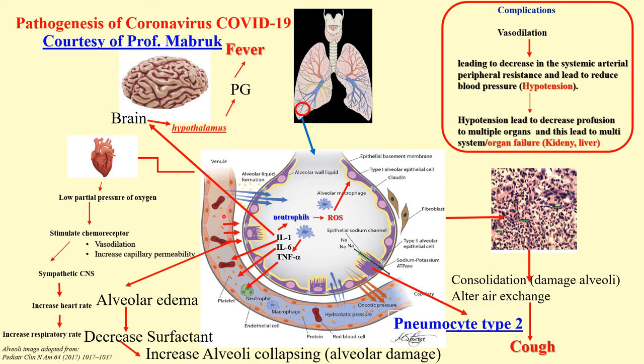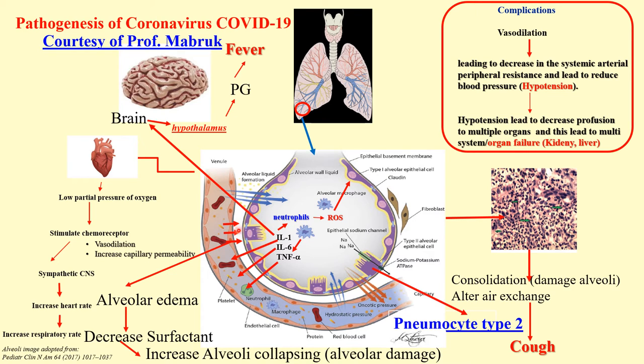Once these blood vessels become vasodilated, fluid will be leaked, as you see here with these red arrows, from the blood vessels toward the alveoli. Because of the vasodilation, fluid will be leaking from the blood vessel into the alveoli. Now, this will lead to what we call alveolar edema.